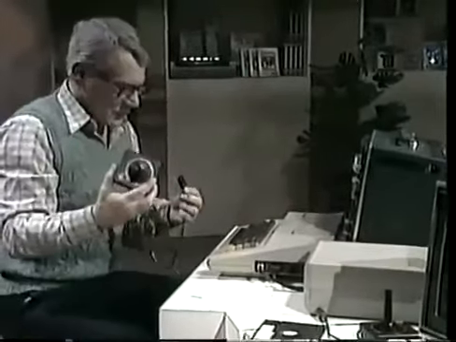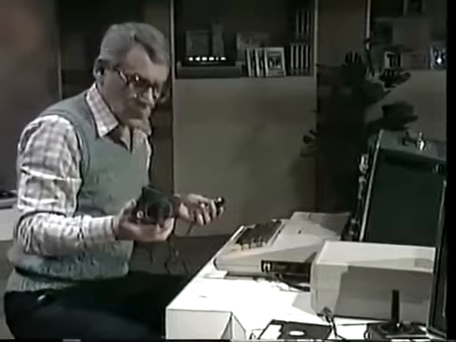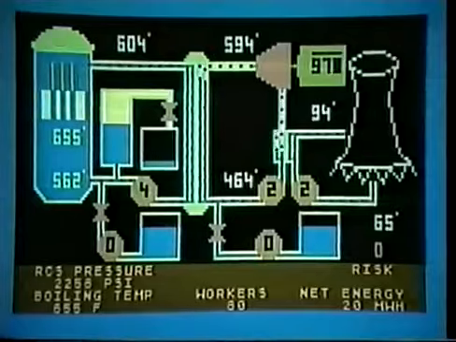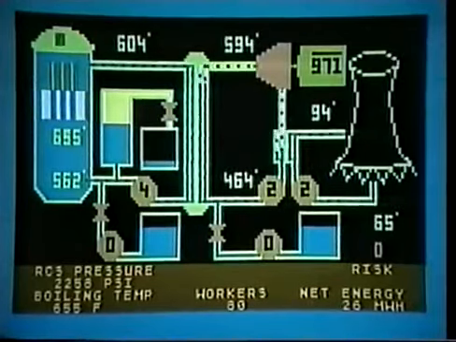For this simulation, you're going to need a joystick. Oh, this is it here. Where do I plug it in? Into the front of the Atari, the socket on the left. Oh, yes, here we are. The joystick moves the cursor to various valves and pumps.